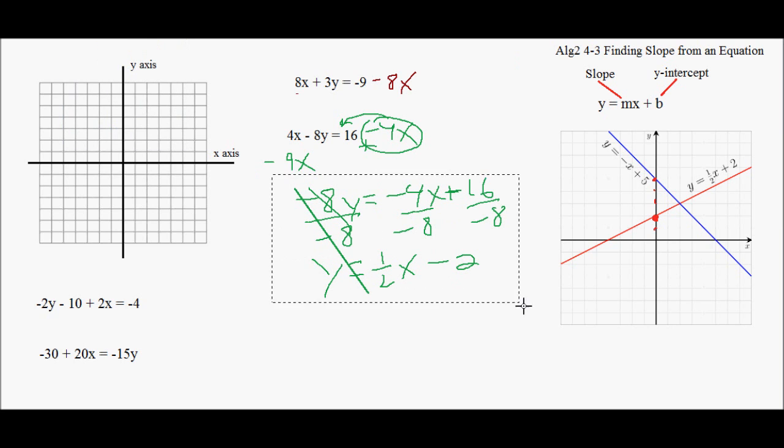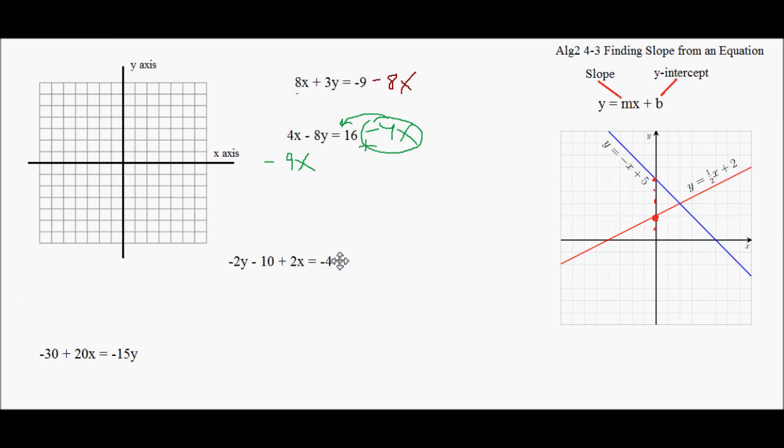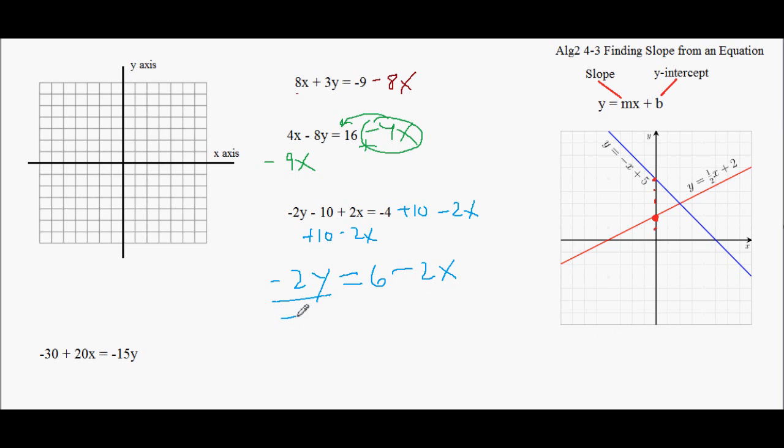Then we just get a little different look on this one here, and let's take this color. So I'm going to move both of these over. I'm going to put plus 10, negative 2x, both sides. Minus 2y equals, well, that's 6. This cancels, that cancels. So you get minus 4 plus 10 is 6, minus 2x. Then I'm going to divide by negative 2, divide by negative 2. I get y equals negative 3 plus, this is a negative and a negative, plus x.